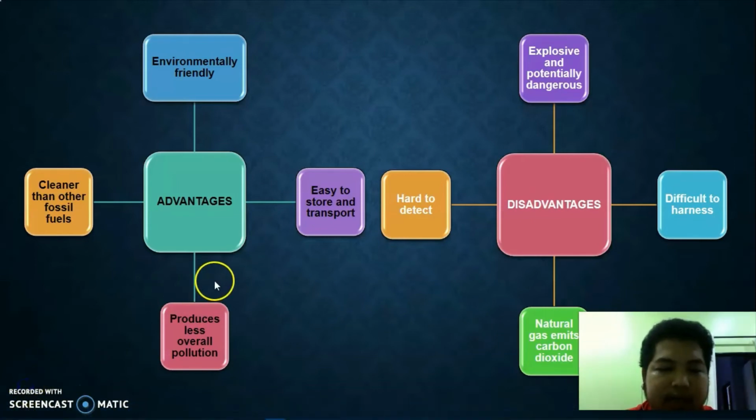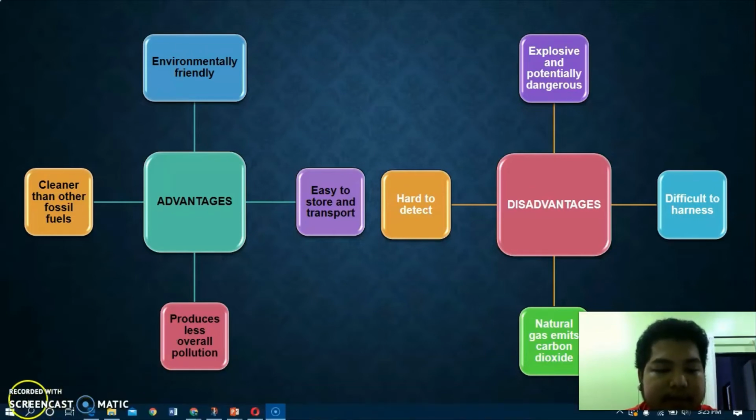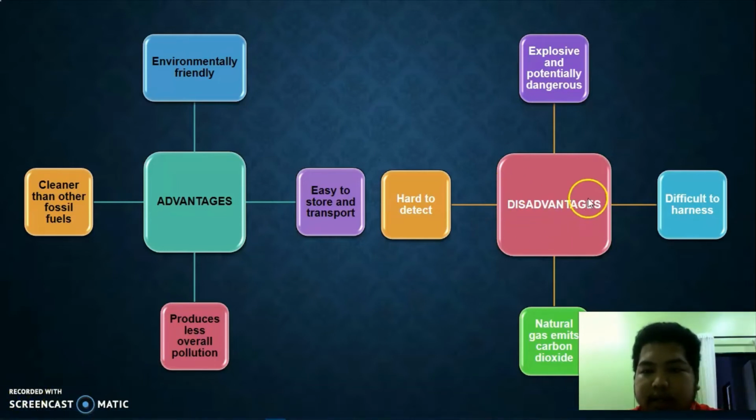The last one is it produces less overall pollution. This means that as its byproducts are in gaseous form, natural gas burns cleaner than gasoline or diesel. It releases 45% less carbon dioxide than coal and 30% less than oil, and has an overall smaller impact on the environment. Okay, next is disadvantages.